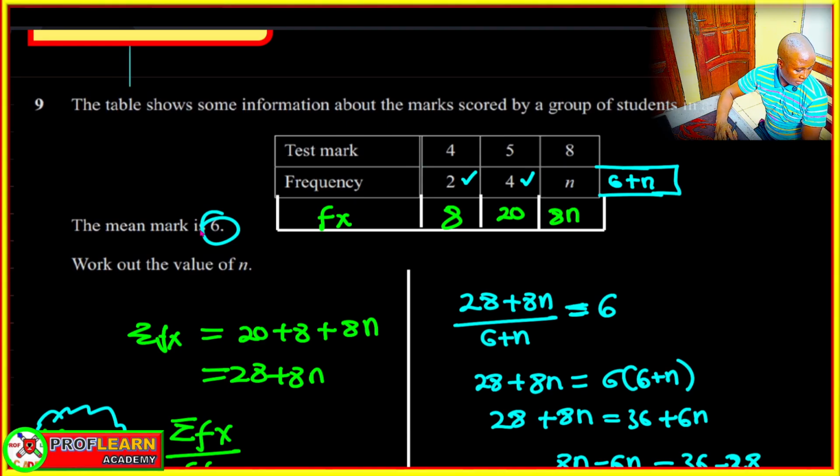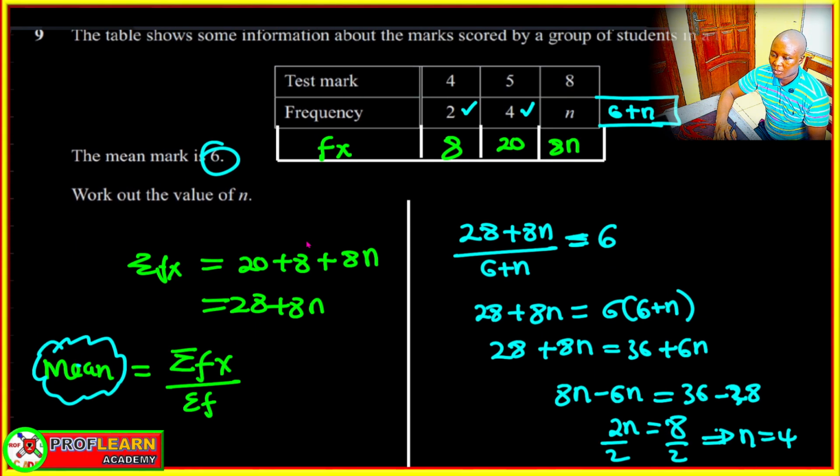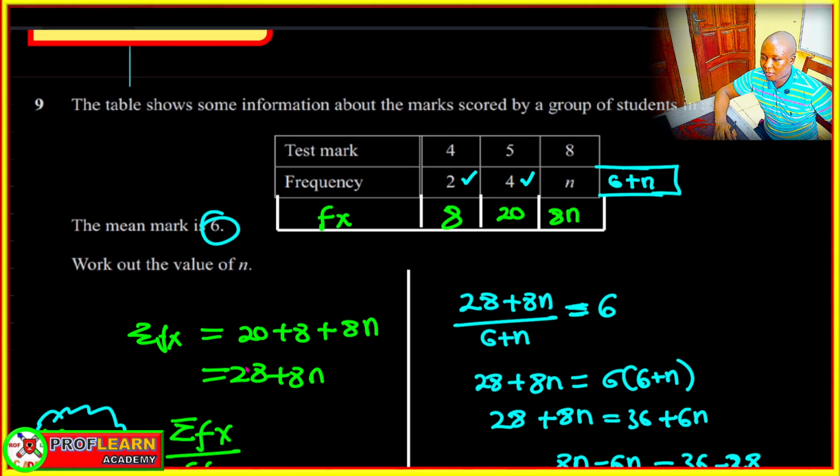The mean mark is 6, and then it means that we can find the mean. The formula for the mean is usually summation of fx over summation of f. So if you want to find fx, you multiply this and this, you get 8, this and this, you get 20, this and this, you get 8n.